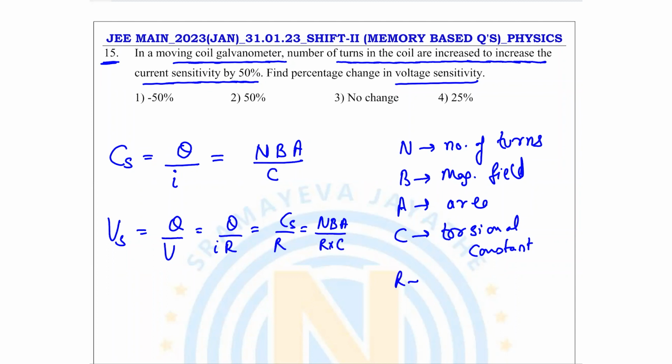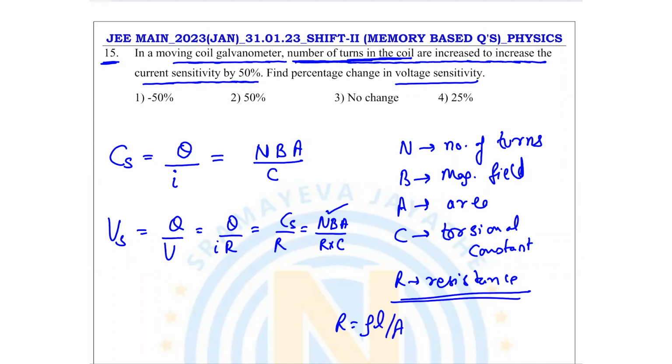R is the resistance. Now this question is based on a very important idea that when you increase the number of turns, maybe let us say you double it, that means you are using double the length of the wire. And we know that resistance of the coil will be rho L over A, where L is the total length of the wire. So if I double the number of turns, then length will also get doubled. So N by R will remain same. So that is a very important point. If you change the number of turns to change the current sensitivity, there is no change in the voltage sensitivity. So answer is no change.